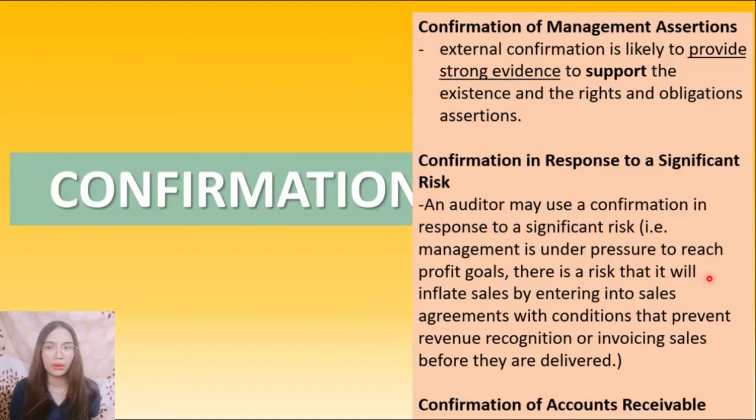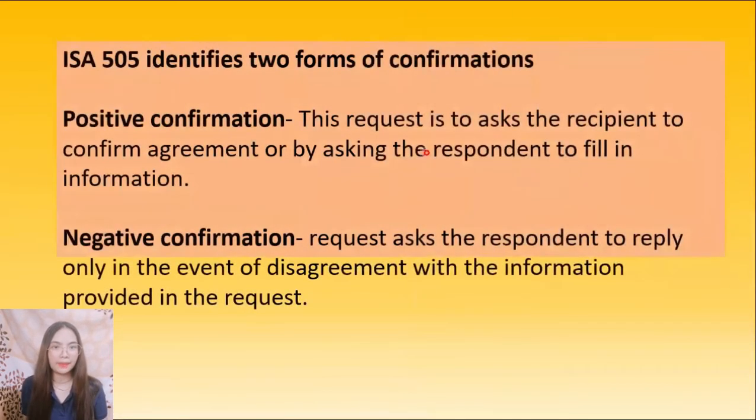Malalaman din natin kung ano yung nasa agreement ng parties na involved na yon. Yung merong mga suspicious or anomalies na nangyayari between dun sa data na yon ng third person and din sa management na. So in this video, I also included the ISA 505. So it identifies 2 forms of confirmation. Meron tayong positive confirmation and negative confirmation.